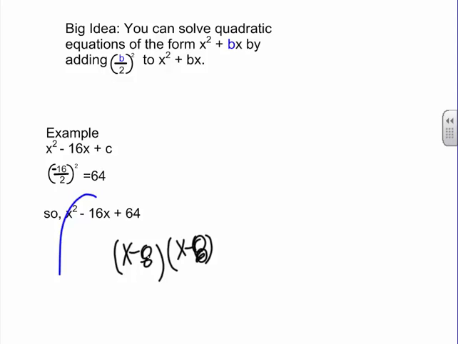The biggest thing that you need to know is what we're trying to create. We're trying to create a perfect square trinomial, and we do that by creating a new c. Remember, c is our constant. So let's try a couple examples. There's a lot going on here, but it's actually very simple to do.